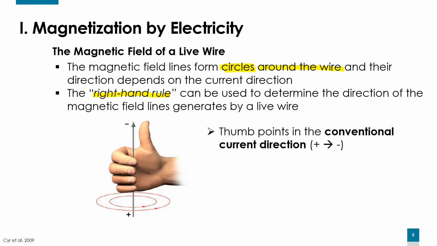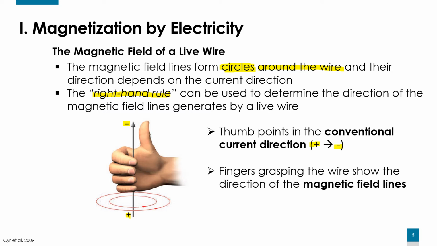How is the conventional current? Remember, it's from positive to negative. We know that the real current is not this, but we are using the conventional one here. So my thumb will point in the direction of my current, from positive to negative. And my fingers grasping the wire show the direction of the magnetic field. So I know that my magnetic field will go in this direction, like circular movements around the wire.